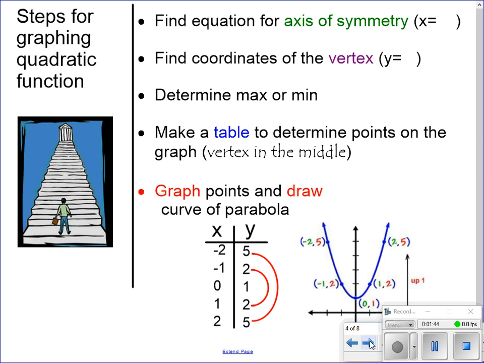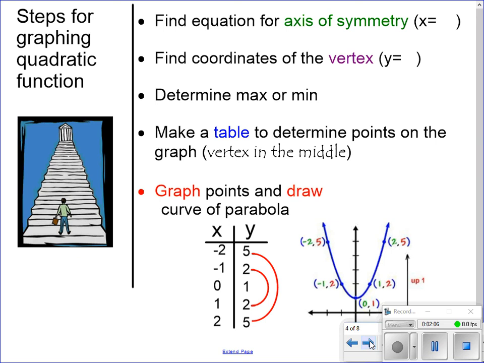And to know if it opens up or down, we look at a. Remember that if a is negative, it opens down, which means that we would have a maximum. And if a is positive, it opens up, which means we would have a minimum. Once we've determined that, then we want to make a table to determine other points that are on the graph. So I would put my vertex in the middle of that table.